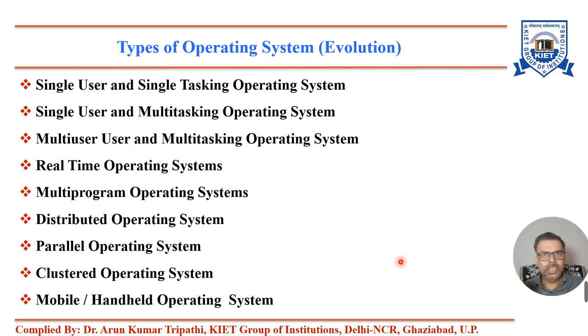In this evolution we will cover single user single tasking operating system, single user multitasking operating system, multi-user multitasking operating system, real-time operating system, multi-program operating system, distributed operating system, parallel operating system, clustered operating system, and the last one is the mobile or handheld operating system. The classification may contain more, such as mainframe systems, network systems, etc. So we will cover only a few of them.